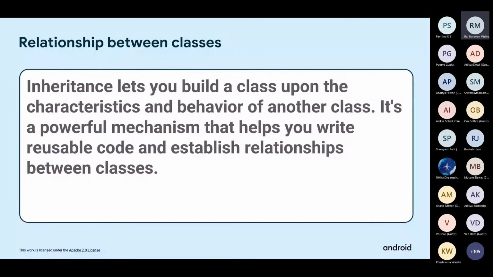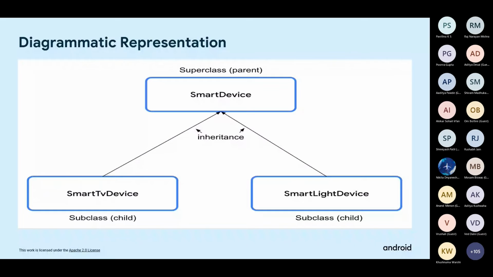Like, this is a diagram presentation. Superclass is a smart device. It has two inherited objects, that is smart device TV and smart light device. The smart TV device is the child class or the subclass, and smart light device is a subclass. The smart device is a superclass, which is also a parent class.